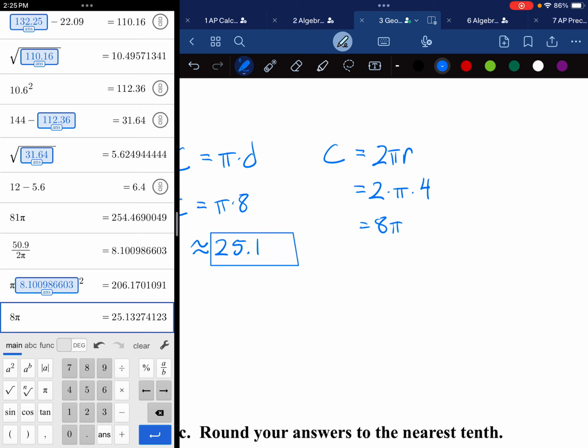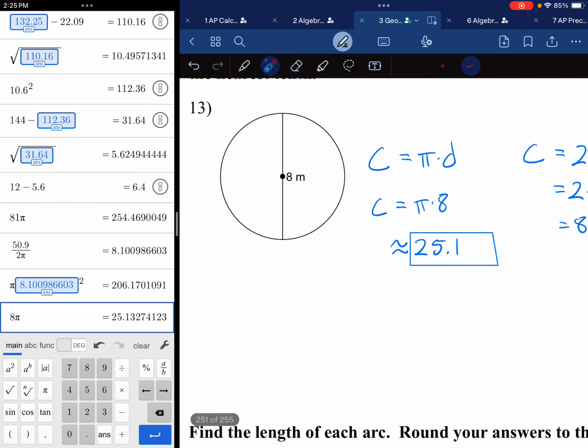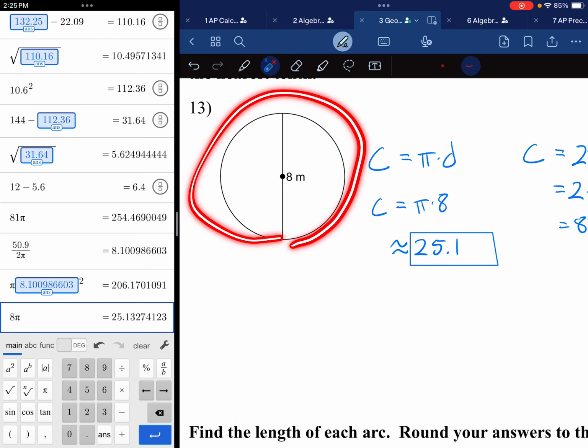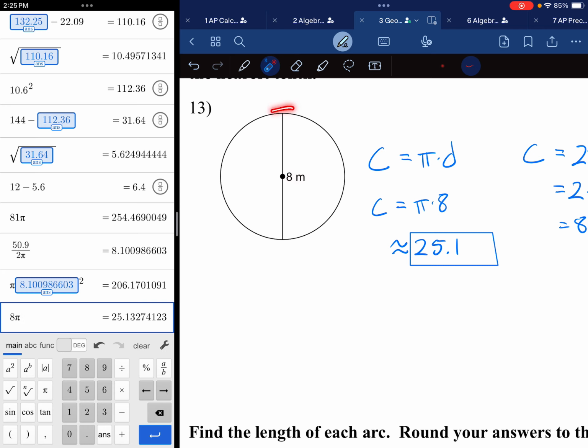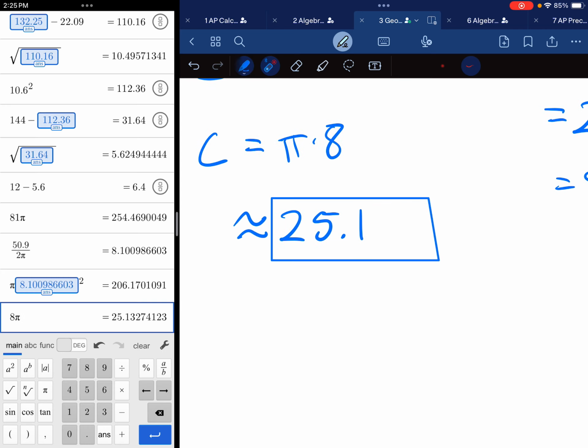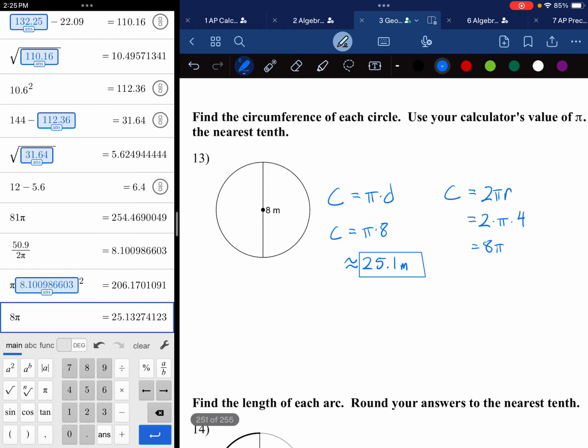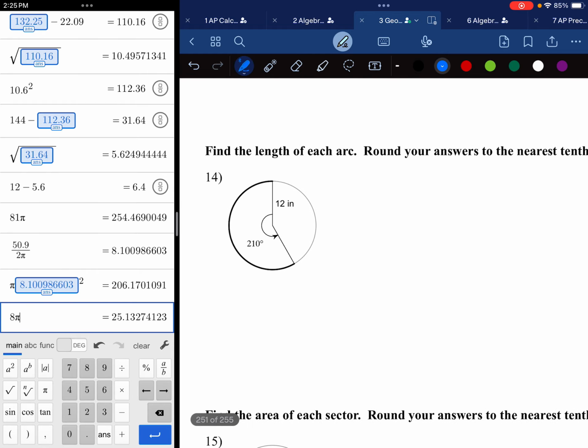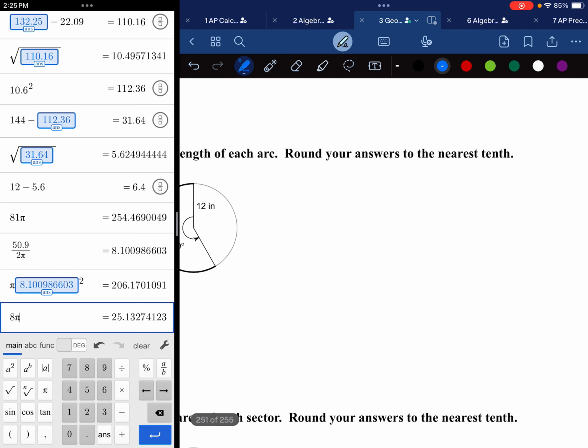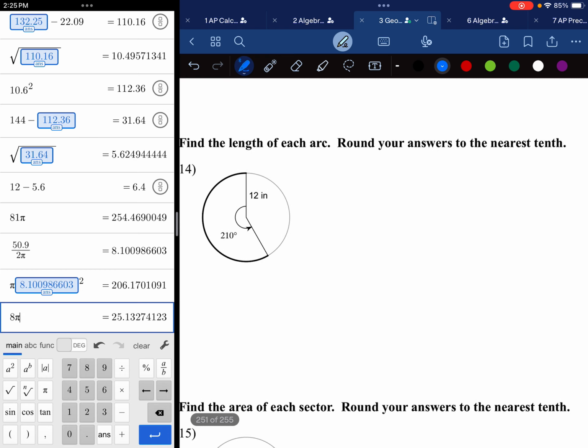Don't forget our units here. Circumference is a unit of length. How far have you walked? I've walked 25.1 meters around the outside of the circle. So we're going to put in an M here for meters, 25.1 meters. All right. Number 14. Length of each arc, and we're still using a calculator.